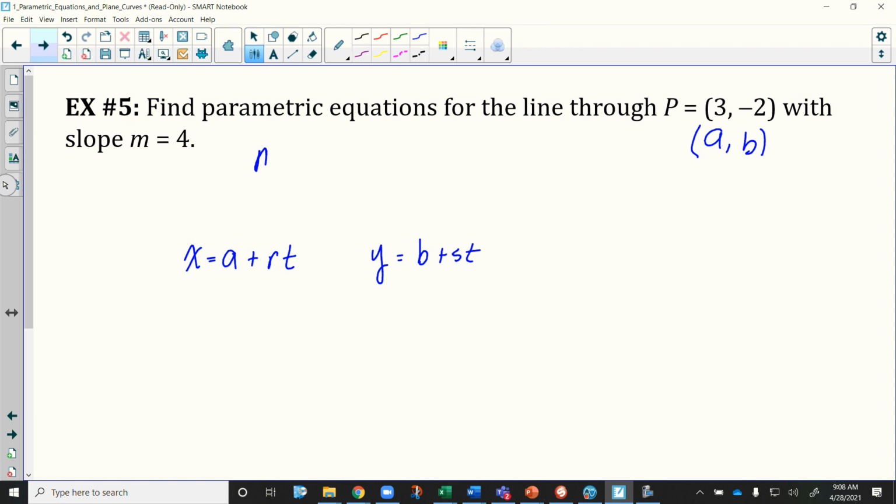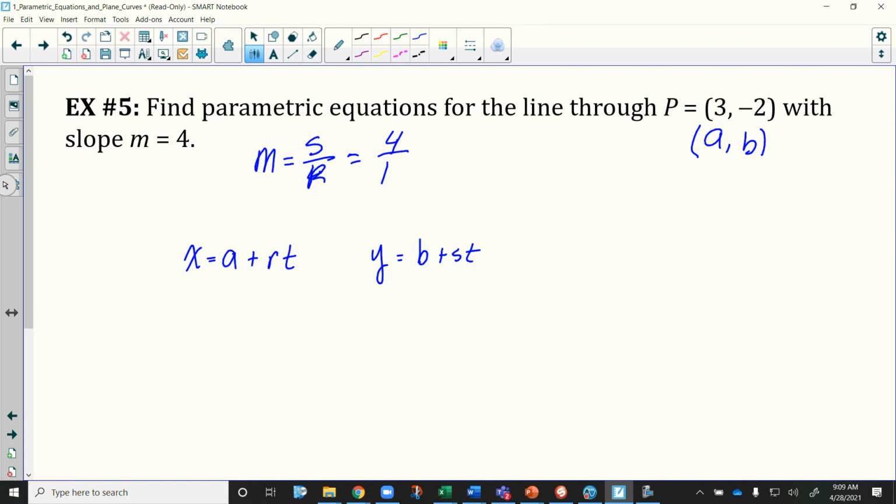They said that m is equal to r over, nope, I had that backwards. Hold on. s over r. Okay. Well, in this case, the slope is 4, which would be 4 over 1. So that means s would be 4 and r would be 1.